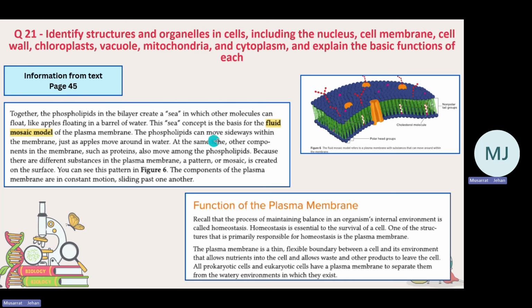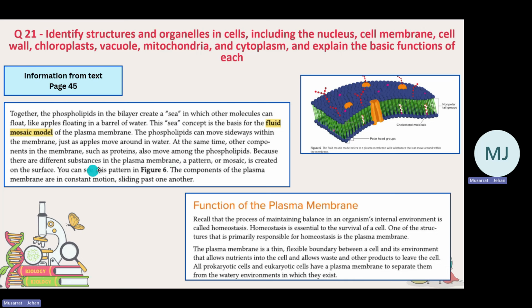The phospholipids can move sideways within the membrane, just as apples move around in the water. Supposing you have water and you put lots of apples, the apples can move the same way the phospholipids can move. At the same time, other components in the membrane, such as proteins, also move among the phospholipids. So the proteins are also moving in between.